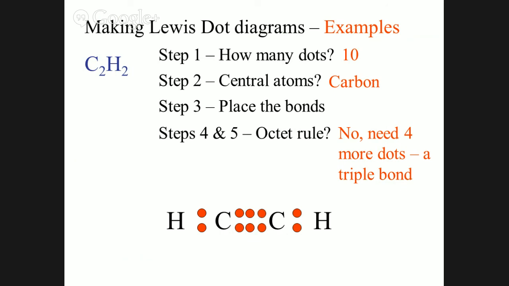As you might imagine, triple bonds are much stronger than single bonds because they're sharing 6 electrons. As a result, this shape tends to be linear, fairly line-like. So that is the idea behind doing Lewis dot diagrams. Any questions?